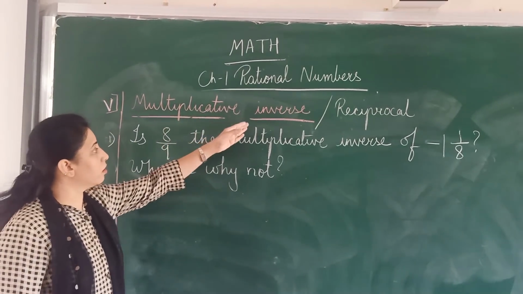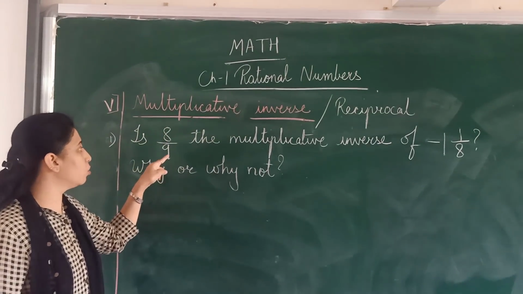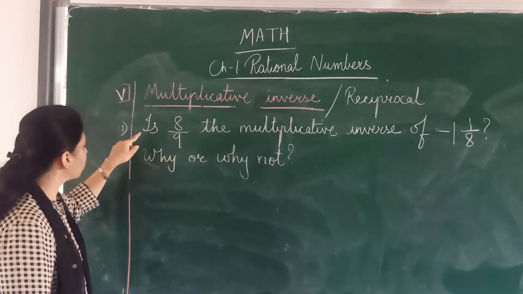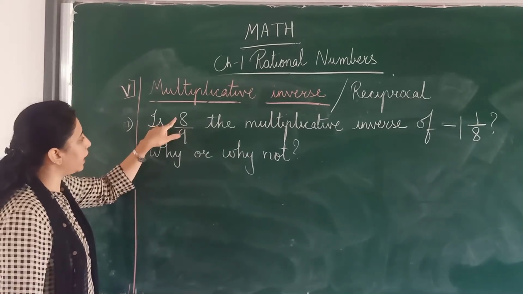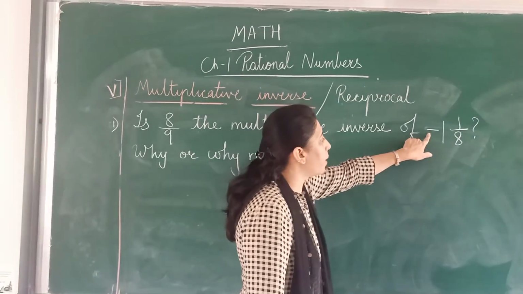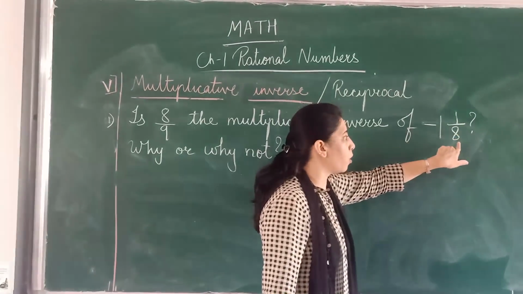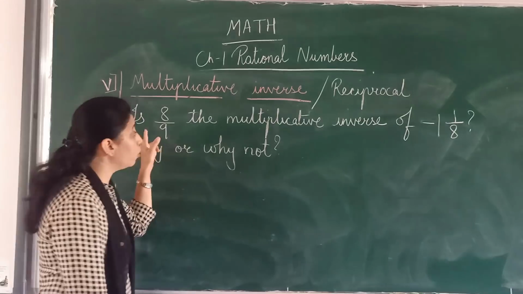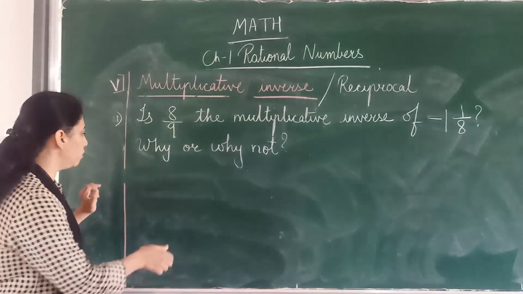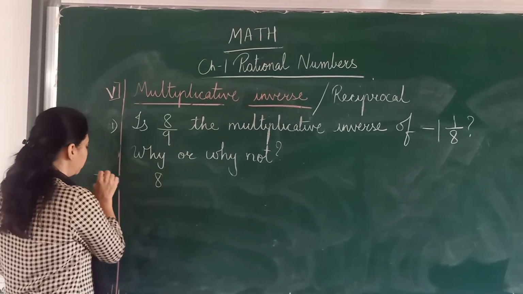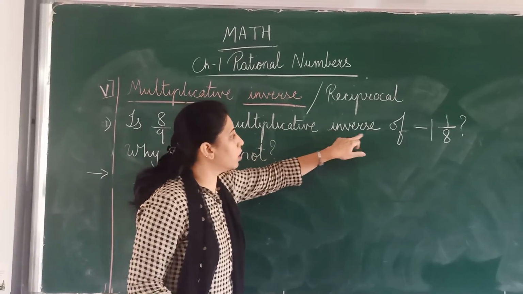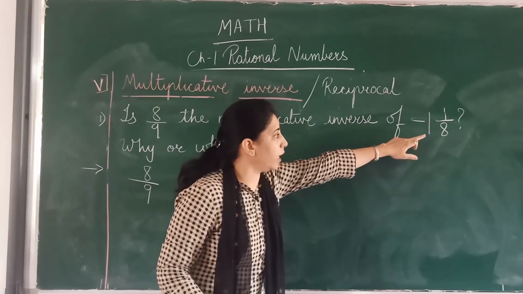Now again with the same concept we are going to check with the other example, that is multiplicative inverse. So what is the other example? Now is 8 upon 9 the multiplicative inverse of minus 1 integer 8 upon 9? Now you have to read the question carefully. Is 8 upon 9, so I will write 8 upon 9 over here. The multiplicative inverse of minus 1 8 upon 9.